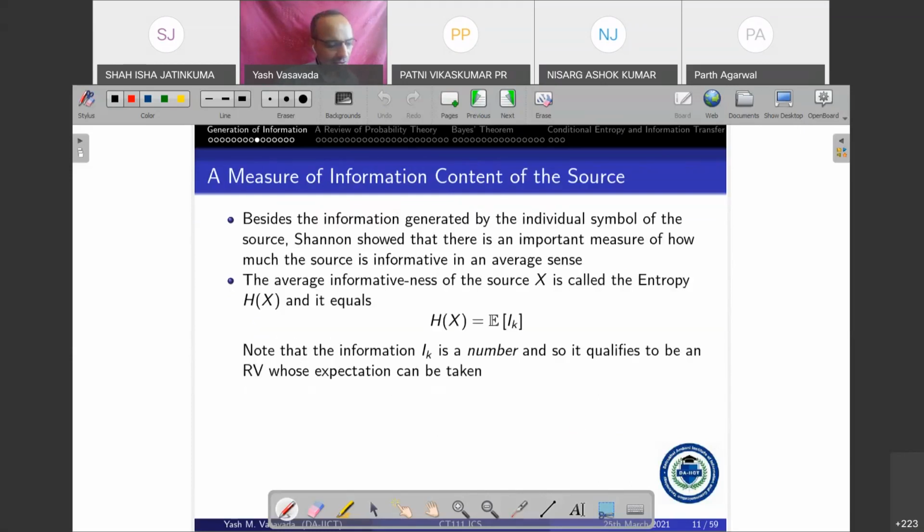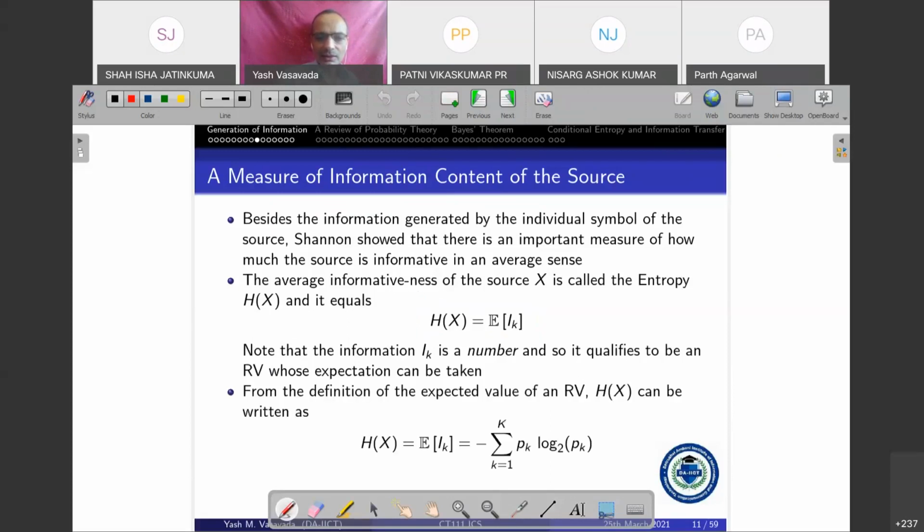We also saw that in addition to defining the information of a particular symbol, a quite useful alternative metric which captures the notion of the information generated by the entire source in a better manner is this entropy function, which is nothing but the expected value of the individual information values that are generated by the source, right? So that gives us this particular definition.